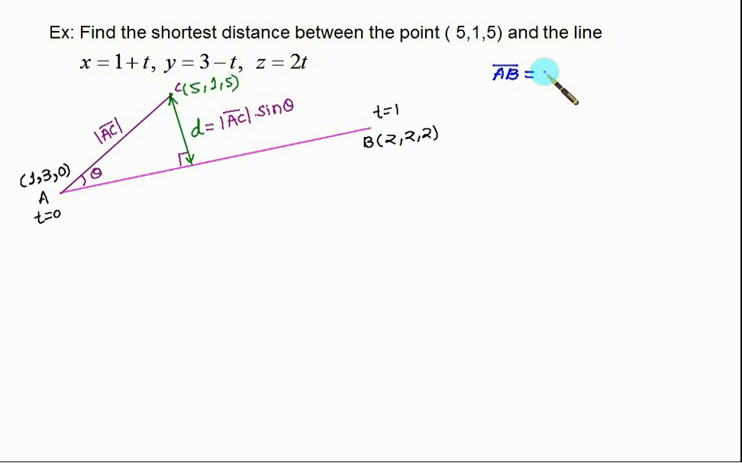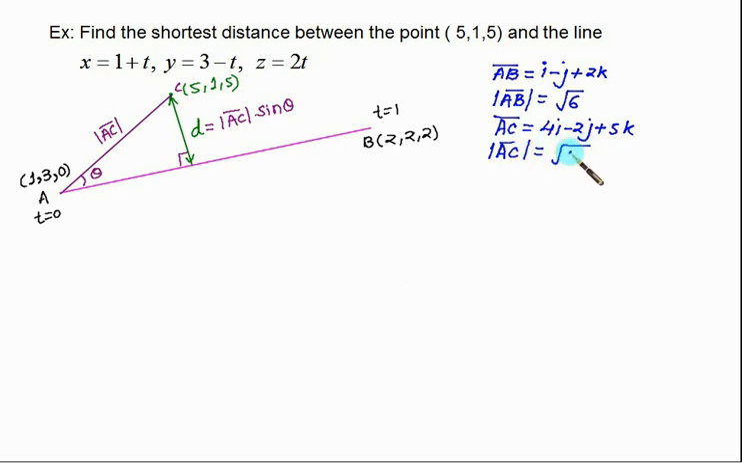2 minus 1 is i. 2 minus 3 is minus j. 2 minus 0 is plus 2k. And we can also find the modulus of AB. Modulus of AB is under root of 1 square plus 1 square plus 2 square, that is equal to root 6. Similarly, we can find the AC vector also: the coordinate of C minus the coordinate of A. 5 minus 1 is 4i. 1 minus 3 is minus 2j. 5 minus 0 is plus 5k. And we can find the modulus of AC bar also: under root of 4 square plus 2 square plus 5 square. 16 plus 4 is 20, plus 25 is 45.